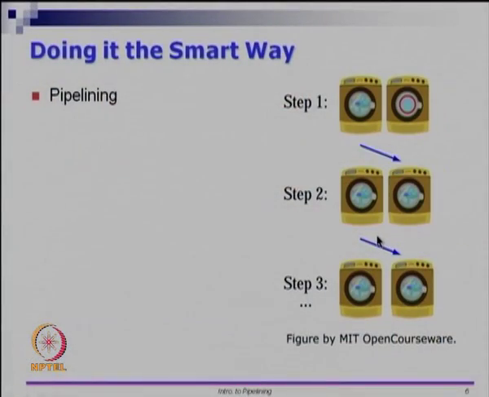Pipelining is a smart way of doing activities, and what pipelining gives you is 2 things. One, these units are going to be busy. We are not going to underutilize the washer or the dryer. So, in 90 minutes, if I use 30 minutes for washing and 60 minutes for drying, the washer is not used for 30 minutes and the dryer is not used for 60 minutes.